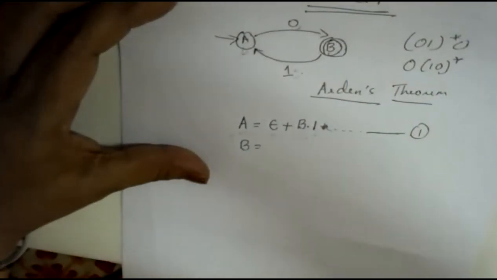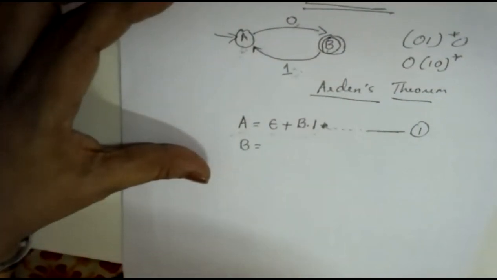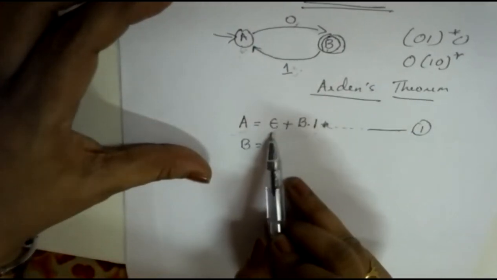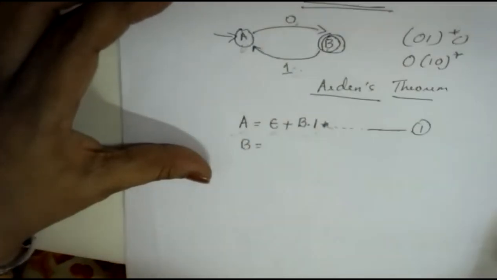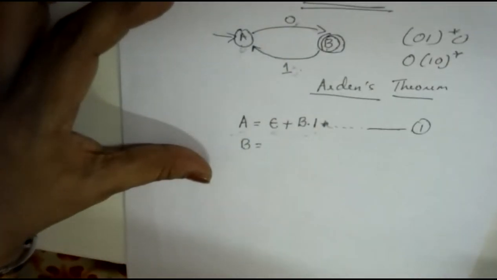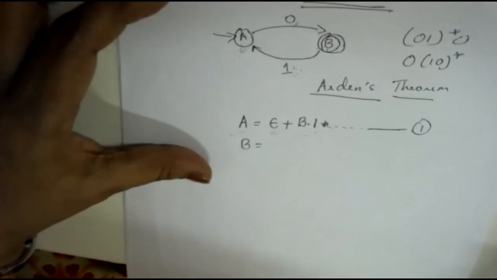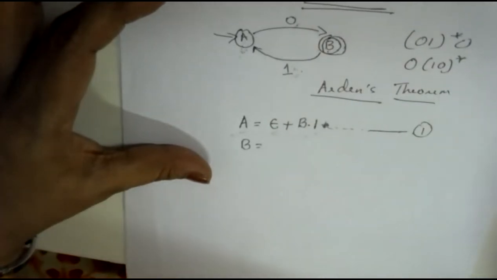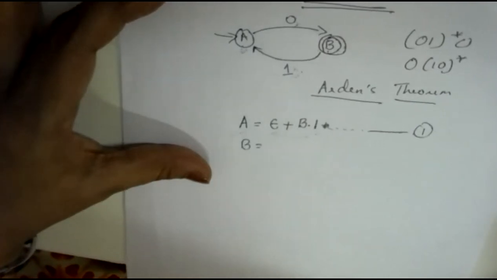Yes, Ojas, I said that since it is the start state, we have to add epsilon. To indicate that this is our start state, we'll be adding epsilon. Can anyone give me the equation for B? It is very easy. Just check. Yash, again, I'm repeating: epsilon is only for the start state, not for any other states. A or A1, how come, Shreya?